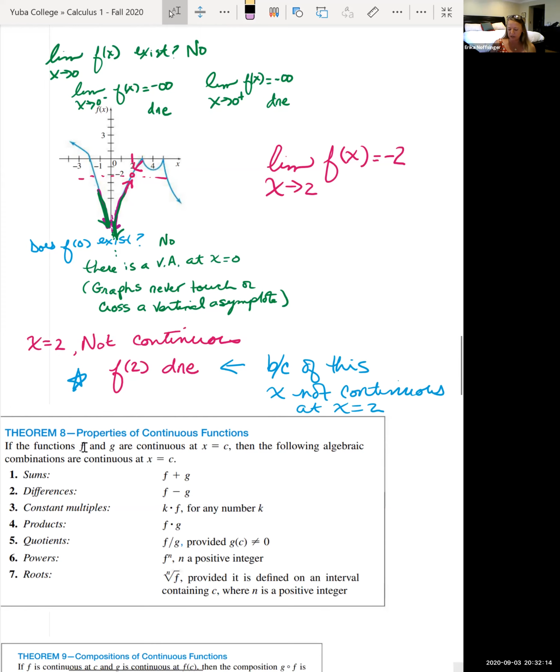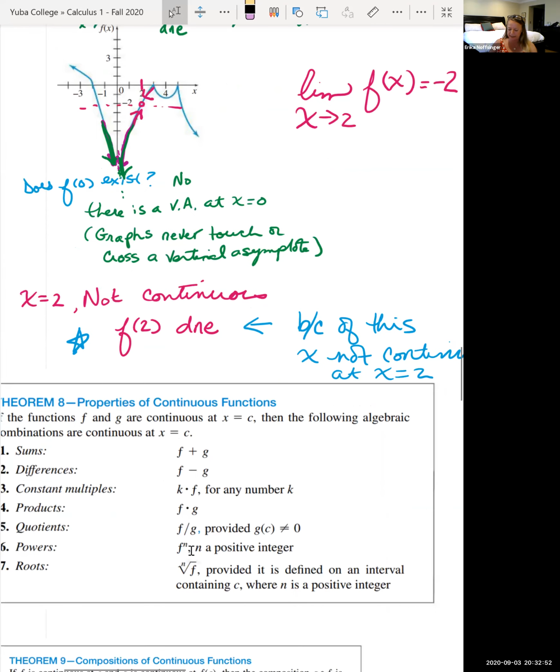So if you have functions f and g that are both continuous at x equals c, then we can use the following algebraic combinations and say that they're also continuous at x equals c. The sum of those two functions will still be continuous. The difference of those two functions will still be continuous. A constant times a function, a function times another function, and a function divided by another function, as long as g of c is not 0. Can't have 0 in the denominator, unless it's also in the numerator, then we have to look at it because it's an indeterminate form and it doesn't tell us anything.